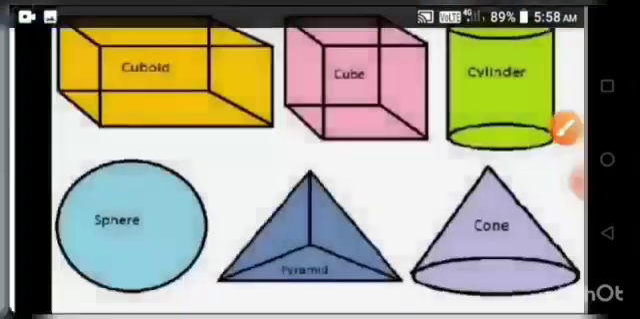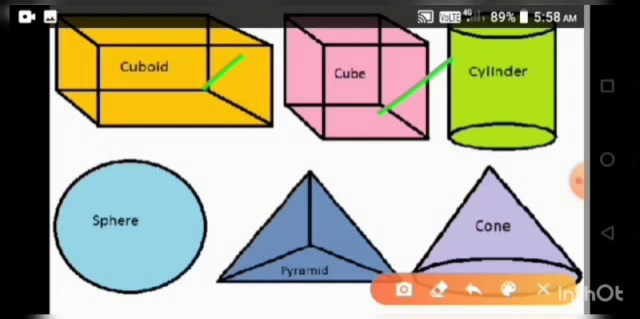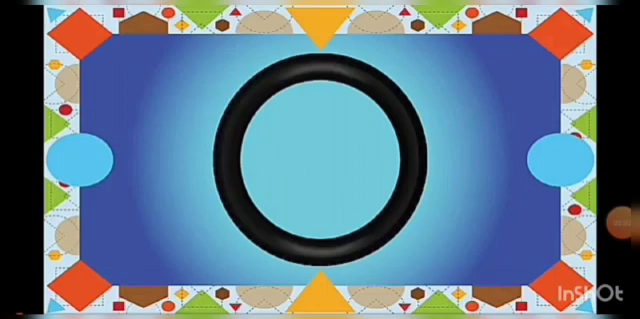Okay, and next, the 3D shapes. See this picture, those are also 3D shapes. For example, cuboid, cube, cylinder, sphere, pyramid and cone. These are called 3D shapes. Okay, 2D shapes, some examples.